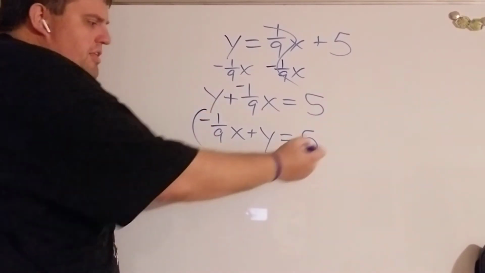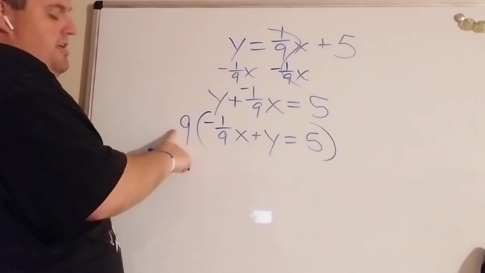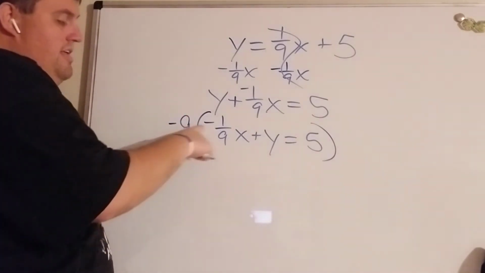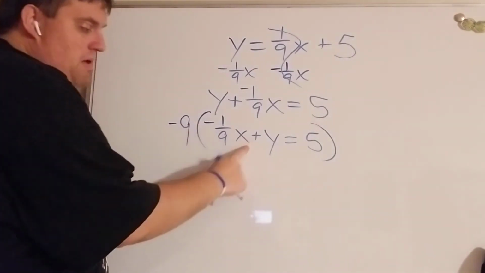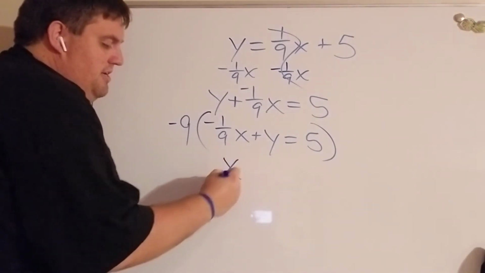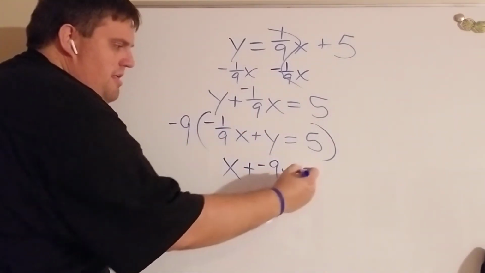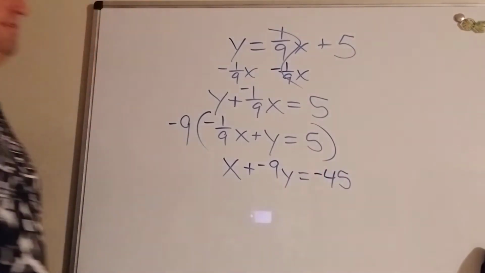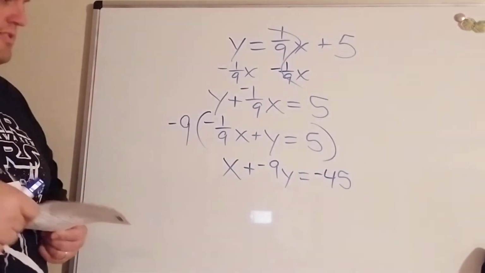And so I'm going to multiply the whole thing by the GCF, which is going to be 9, because that's the only fraction we have. So 9 times, actually I'm going to do negative 9, my bad. So I can get rid of the negative sign too. Because a negative times a negative is going to give me a positive x. So negative 9 times negative 1/9 is going to be positive 1x. Negative 9 times y is negative 9y. And negative 9 times 5 is negative 45. And that is option B in standard form.